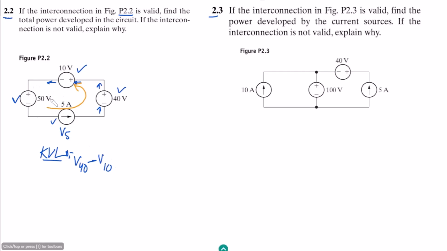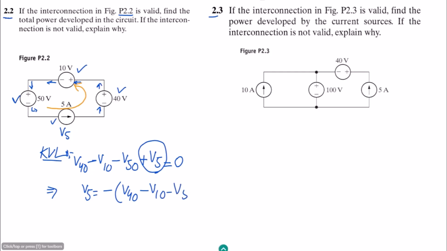So this is the anti-clockwise current, so this is entering through this positive, coming out of this negative, so I am taking it negative as well. So this is V50. Okay, so the last one here is 5, so I am taking it as it is because this one is the unknown. Okay, so this must be equal to 0. So all of these values are known except this V5. So in order to find this V5, we have here minus V40 minus V10 minus V50.